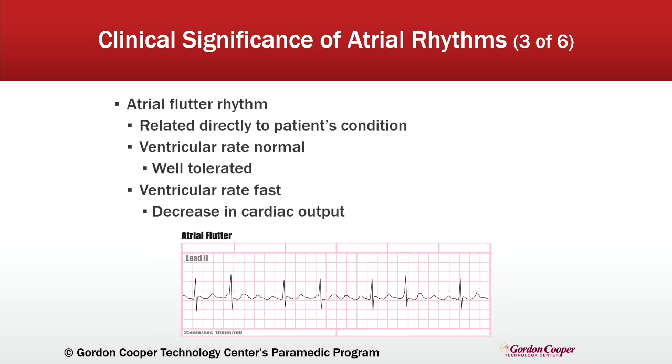And then atrial flutter. We talked about that being an atrial dysrhythmia. So that's when the atria contract rapidly and regularly, often at a rate of 250 to 350 beats a minute, but the ventricular rate depends on how many impulses are conducted through the AV node. So remember that almost every time it's related to the patient's condition. So atrial flutter can be related to the patient's underlying health condition.